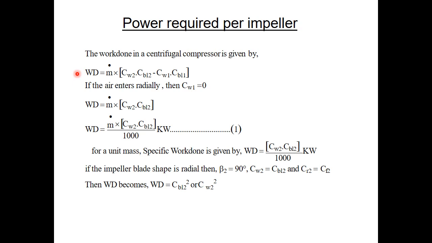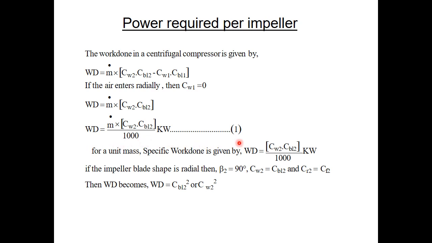Power required per impeller. We saw that the work done in a centrifugal compressor is given by work done WD equal to m dot, which is the mass flow rate of air, into Cw2 Cbl2 minus Cw1 Cbl1. Now if the air enters radially, then Cw1 will be equal to 0. Then our work done equation will be reduced to m dot into Cw2 into Cbl2. Work done equal to m dot into Cw2 into Cbl2 divided by 1000 in kilowatt units. We name it as equation number 1.